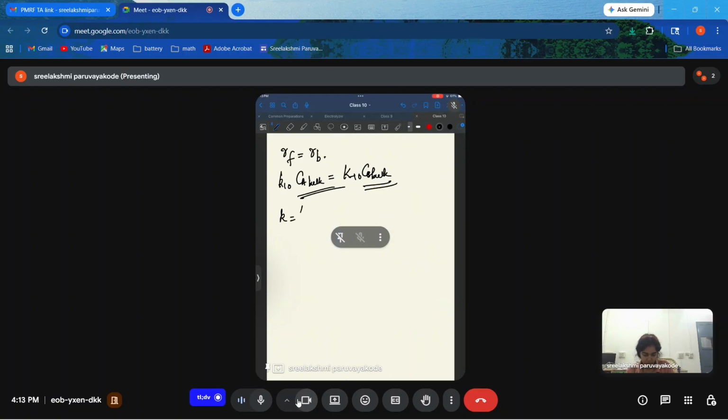The k value is ki naught exponential to the power bi into E. b1 is alpha nF by RT, and b minus 1 is minus 1 minus alpha nF by RT. So these are general expressions we'll be using for solving the problem.